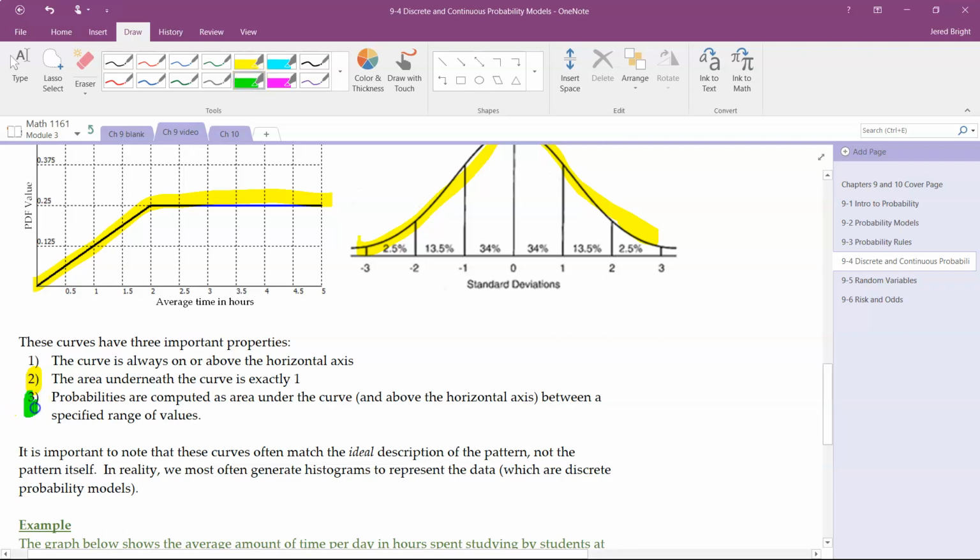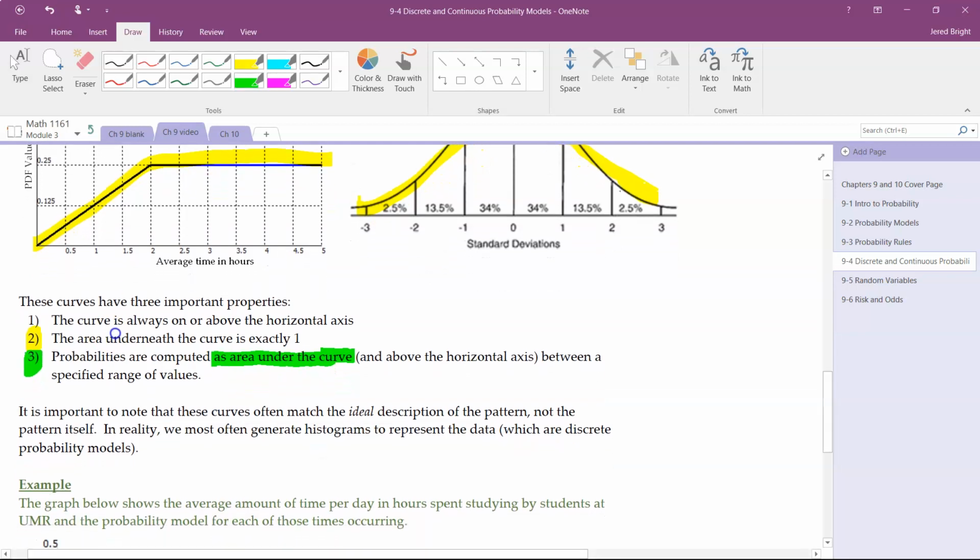Third one, also super important. Not as important as the first or the second one though. Probabilities are computed as area under the curve. Those of you who have taken calculus recognize that this is an integral. We're not going to compute integrals, and you don't need to know calculus, so breathe. Probabilities are just area under the curve.